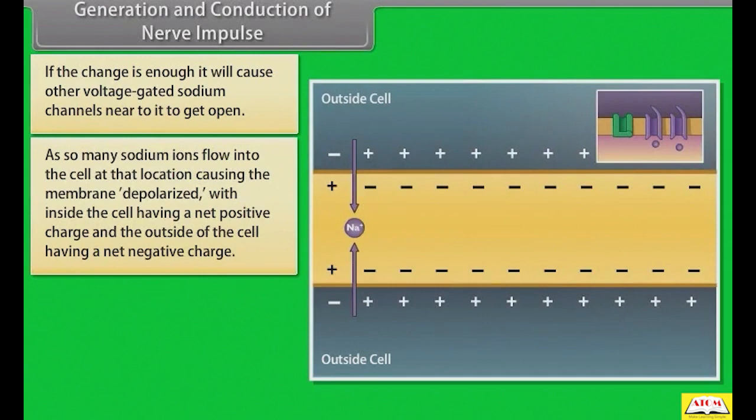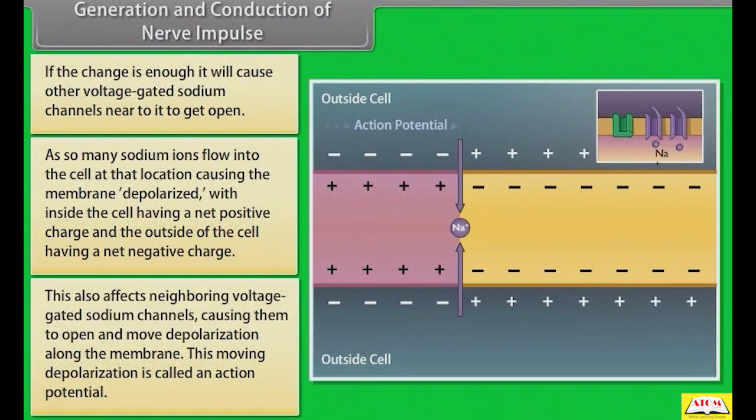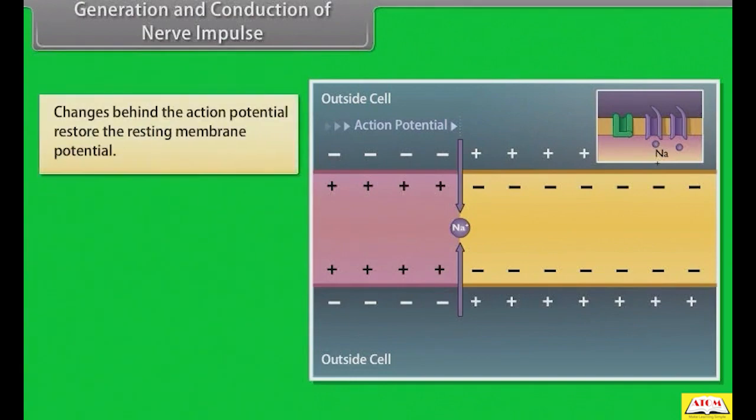having a net positive charge and the outside of the cell having a net negative charge. This also affects neighboring voltage-gated sodium channels, causing them to open and move depolarization along the membrane. This moving depolarization is called an action potential. Changes behind the action potential restore the resting membrane potential.